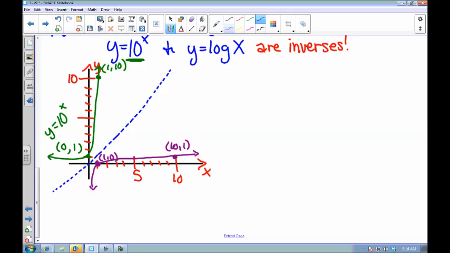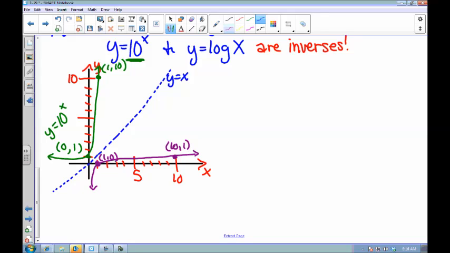Does anyone know the equation for this line that goes right through the middle of the first and third quadrants? Y equals x. It has a slope of 1, 1x. So it's a reflection over that line. That's where we get the log. You don't have to graph those on this assignment, I don't think, but you do need to know that.